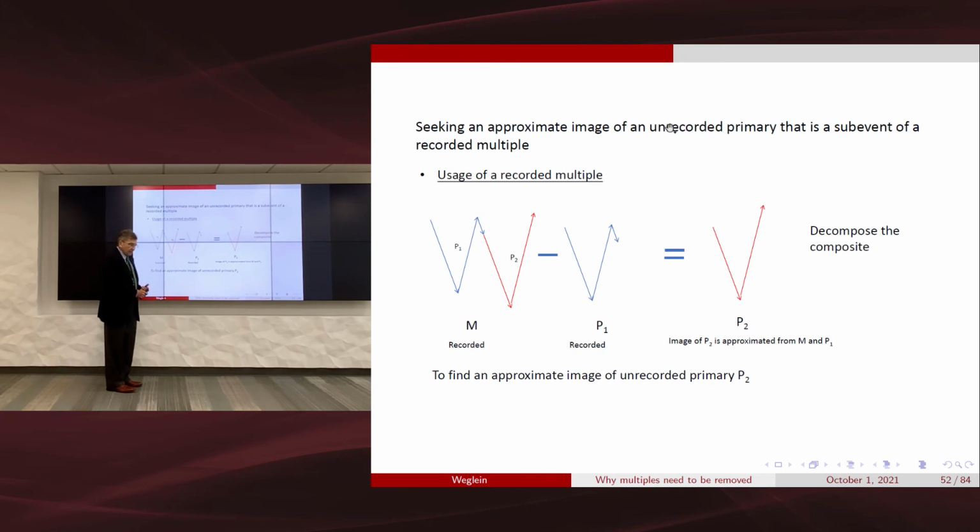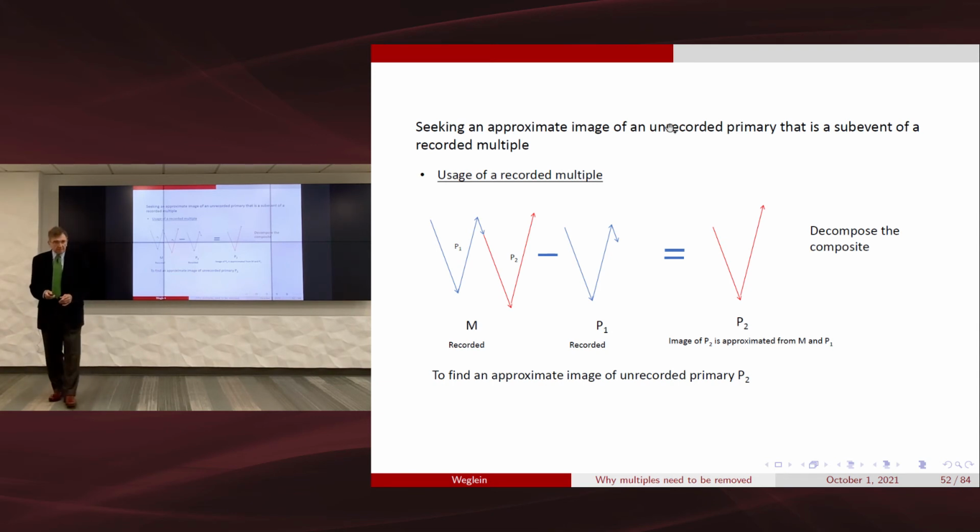So what are the requirements here? The first requirement is you have a recorded multiple. The second requirement is the recorded multiple has subevents, one of which is recorded and one is not recorded, yes? And then you use this in combination. In other words, this is recorded and this is recorded to get an approximate image of what primary P2 would give you if it was recorded, yes? It's an attempt to fill in, yes? So how this happens, there are references. And Nizar Chemingui of PGS has pioneered this, okay? And to good advantage.